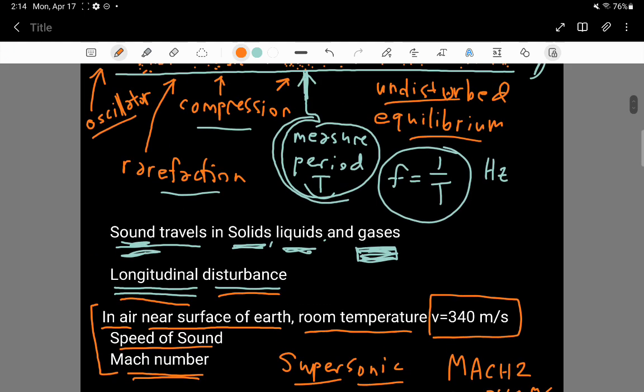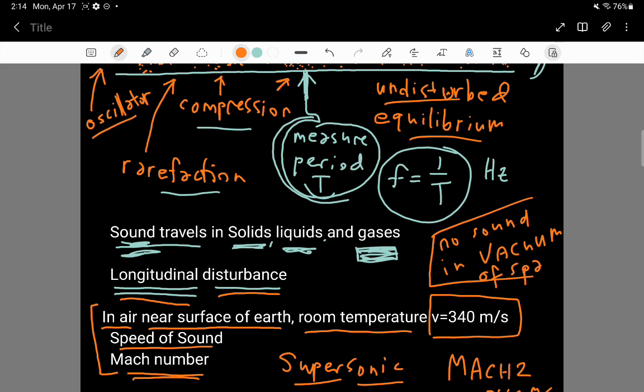Really quickly, before I forget, there is no sound in a vacuum. In the vacuum of space. The reason is because there is no medium, right? Empty space, the vacuum of space, like out in the middle of space, far away from the Earth and the Moon, there is no atmosphere.